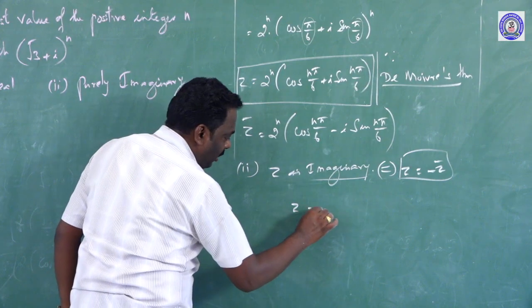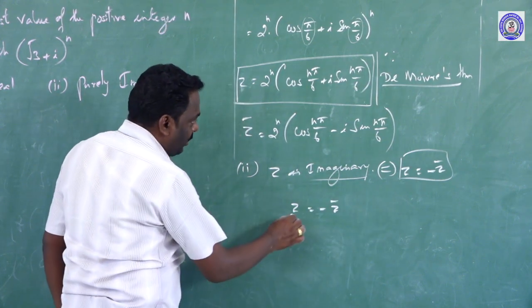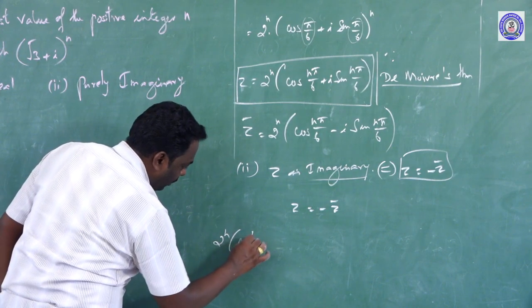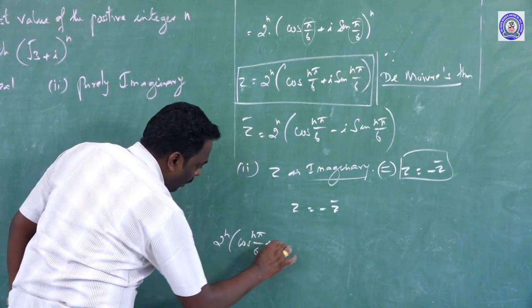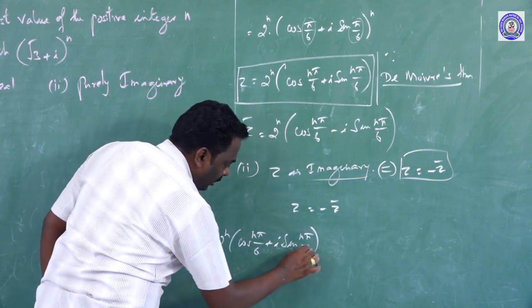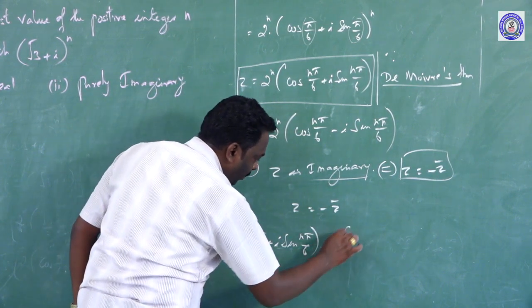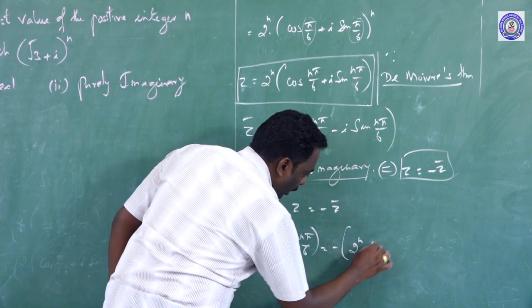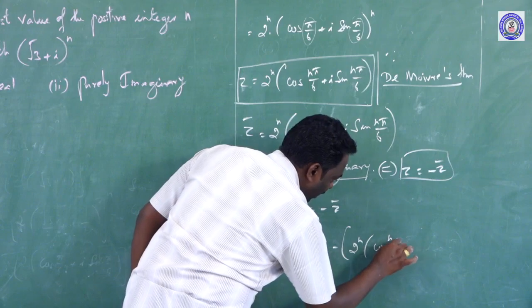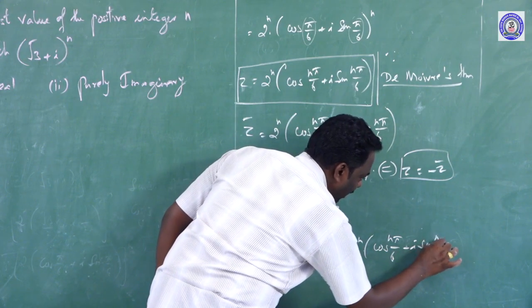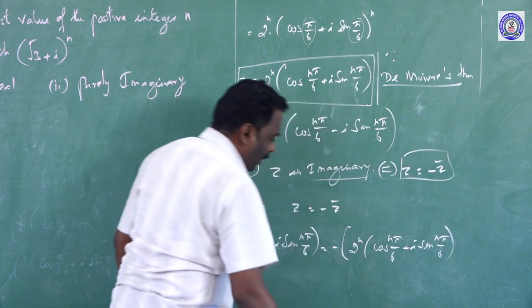Therefore, we can take Z equal to minus Z bar. What is that? Again the same: 2 power n into cos n pi by 6 plus i into sin n pi by 6. Z equal to minus within the bracket Z bar, which is 2 power n into cos n pi by 6 minus i into sin n pi by 6, that is Z bar.